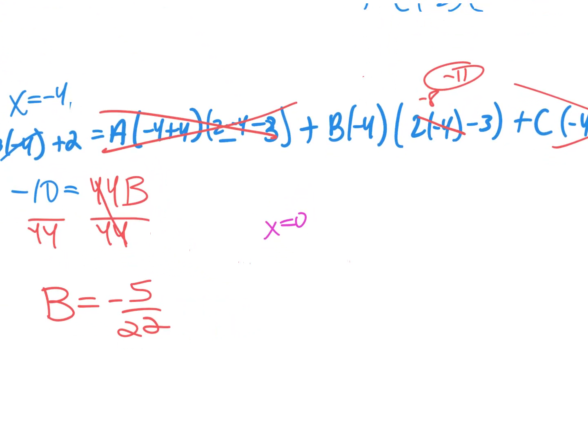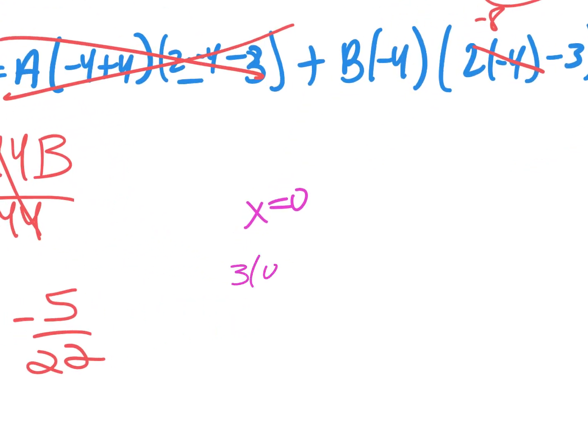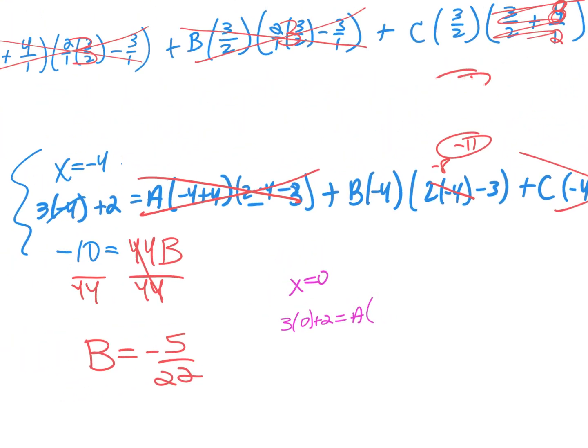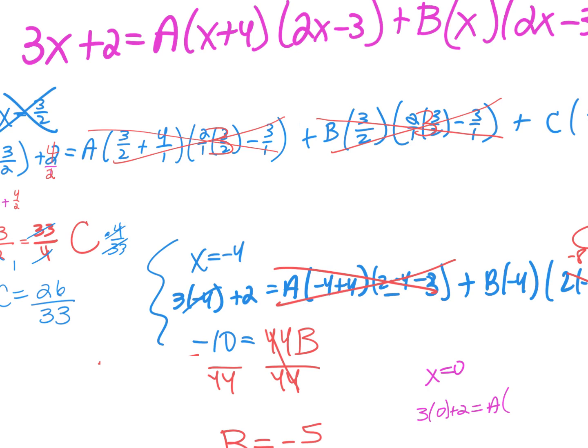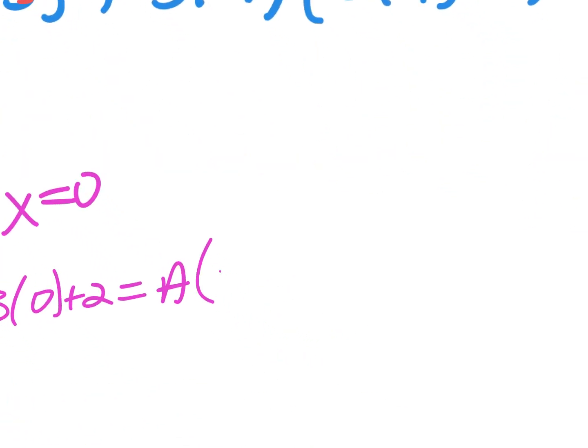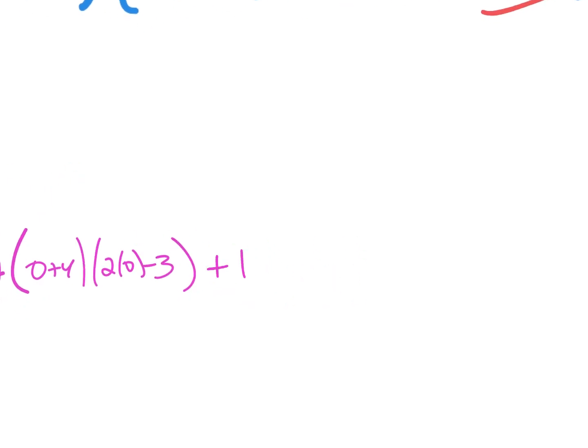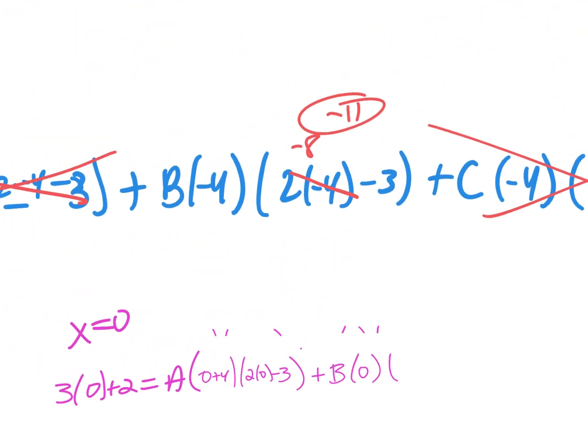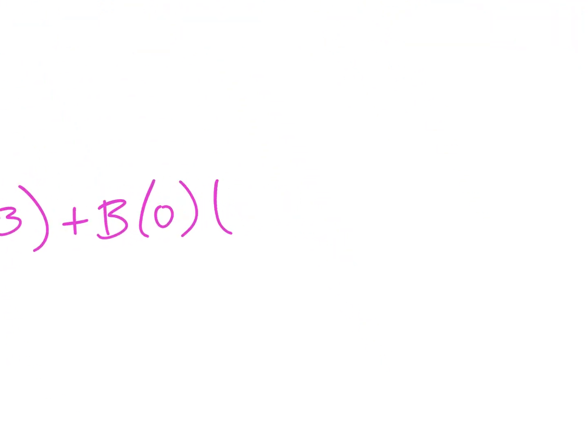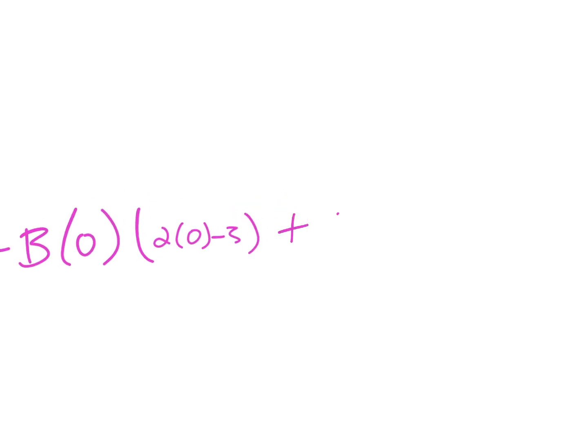I have 3 times 0 plus 2 equals a times 0 plus 4, times 2 times 0 minus 3. Then we have plus b times 0 times 2 times 0 minus 3. And then we have c times 0 plus 4, right?